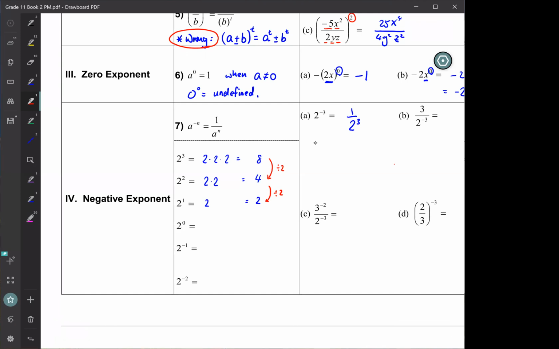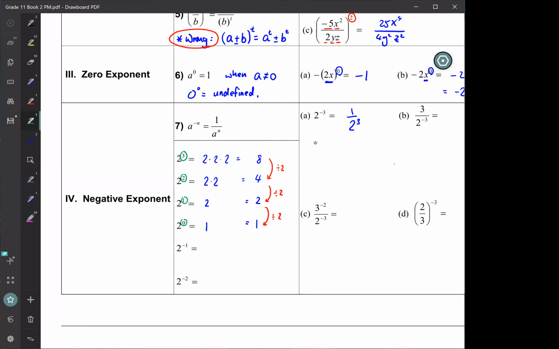Now if we divide by 2 again, then that means we should get the answer for the next one. As you can see, 2 divided by 2 is a 1. So that's why 2 to the 0 will be 1, because you can see the exponent goes from 3 to 2 to 1 to 0. That's why at the beginning, the zero exponent has to be 1.